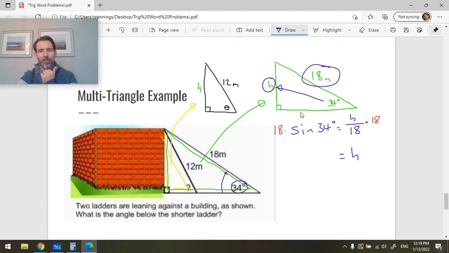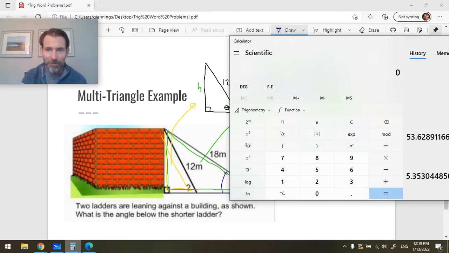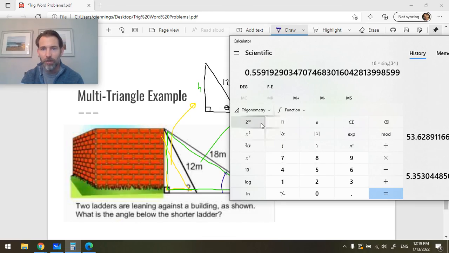Also, by my diagram, which isn't so terrible a diagram, this is, if I rotate it up, definitely shorter than that. Maybe a little more than half. So I chose 10.2. Let's find out. Okay, 18 times the sine of 34. This is the sine of 34.